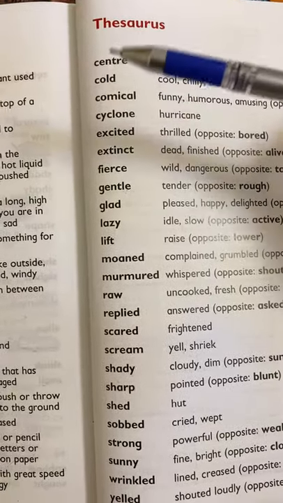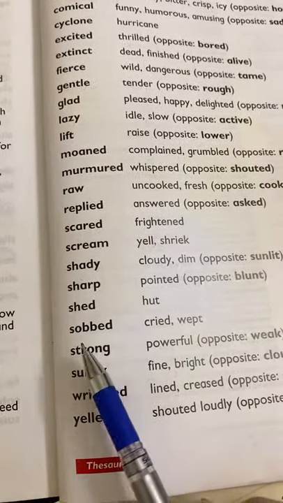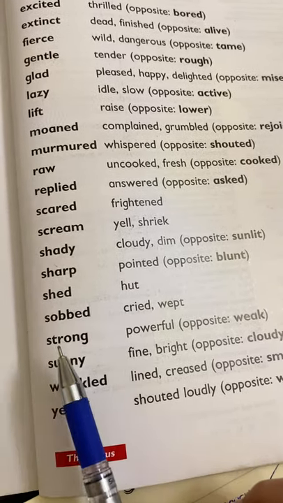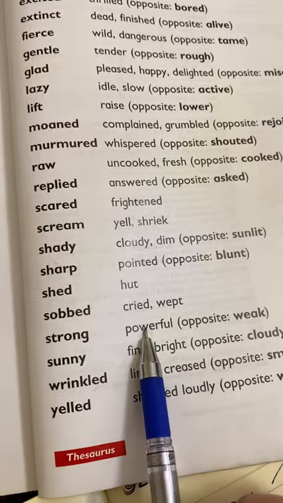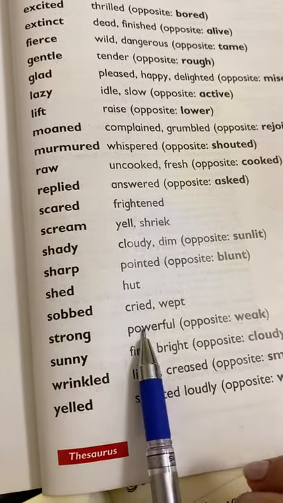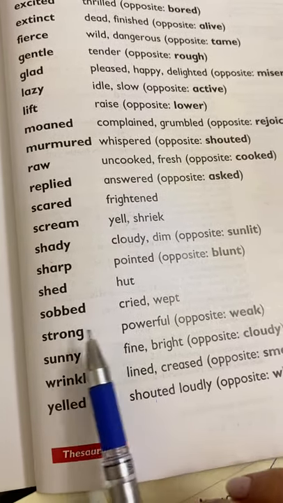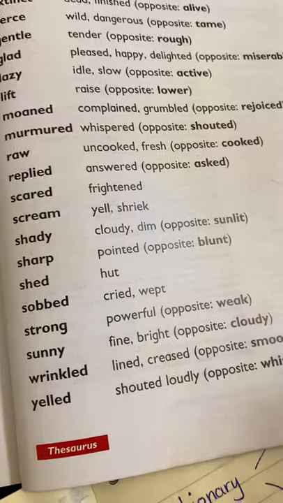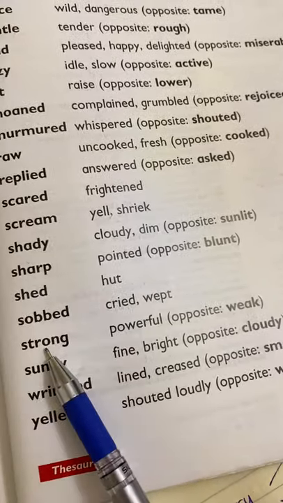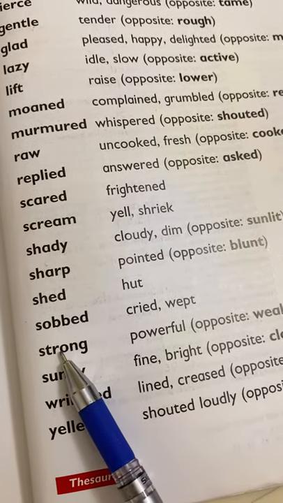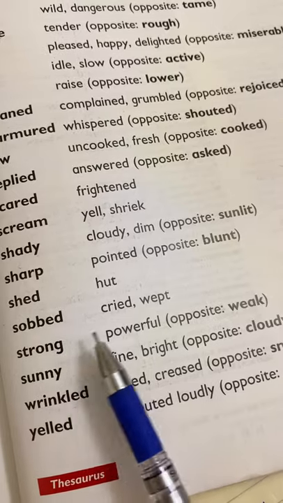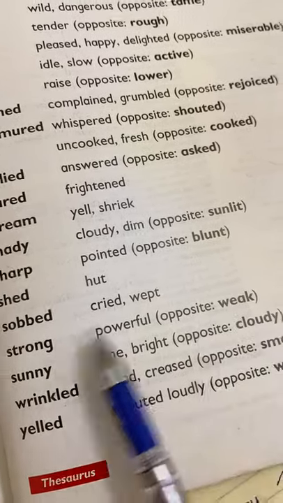Here, we have the word strong. Okay? So, what is the synonym of strong? The synonym of strong is powerful. Excellent. The synonym means the same meaning. Strong and powerful are synonyms. Okay? What is the antonym of strong? The opposite of strong is here: weak. So, the synonym of strong is powerful and the antonym of strong is weak.